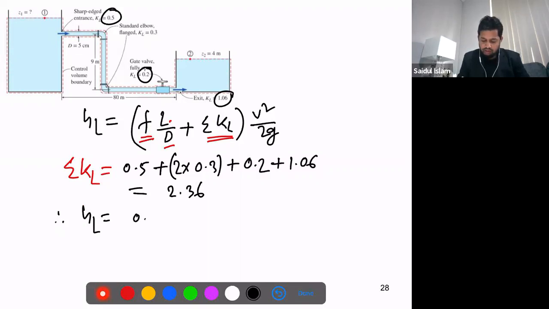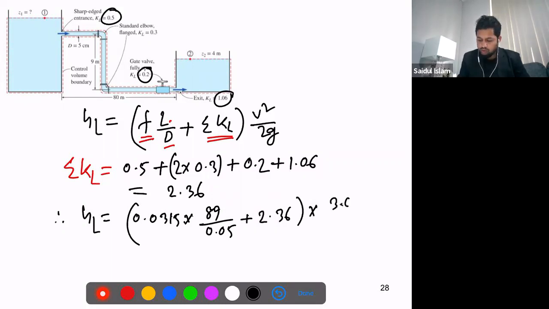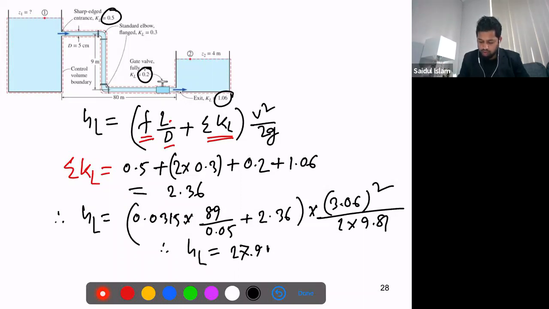So we got the friction factor as 0.0315, and the length is 89 meters. The diameter is 0.05, plus 2.36, into the velocity squared, which is 3.06. Yeah, we calculated the velocity from the volume flow rate, and 2 into 9.81. So the head loss is 27.9 meters.